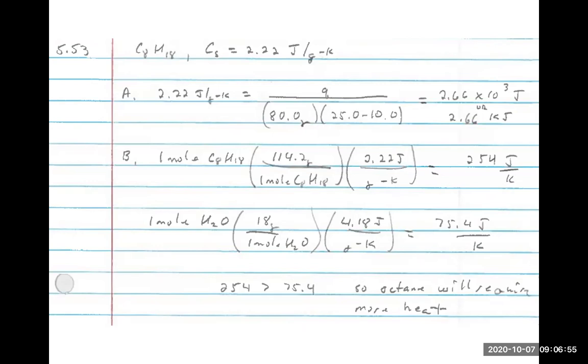We do a similar exercise with the water, where we would take 1 mole of water, 18 is its molecular weight, and then we know from before what that constant is for water, 4.18, and we'd use that and we'd get 75.4. So if the octane is 254 and the water is 75.4, that's a bigger number, so we know it's going to require more heat, more energy for the octane.